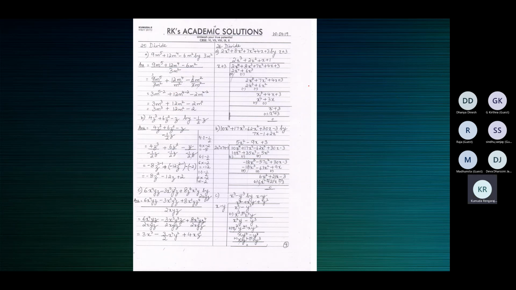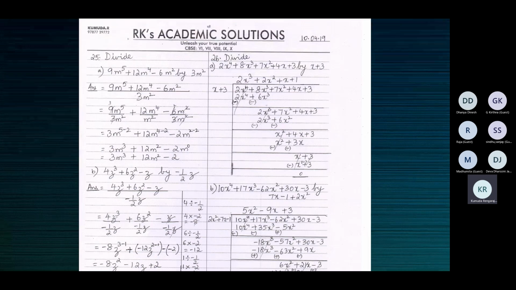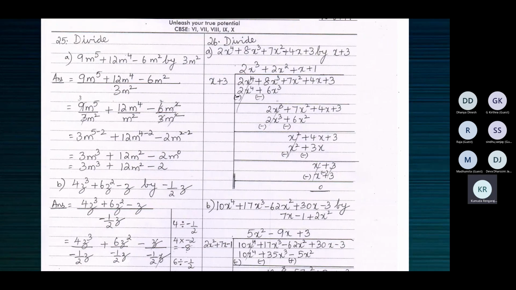Okay, now let's understand how to divide this one: 2x to the power 4 plus 8x cubed plus 7x squared plus 4x plus 3 by x plus 3. X plus 3 is not a monomial. X is one term, 3 is another term. These two are separated by a plus sign. That's why they are two different terms. There's a connector plus. So when there's a plus or a minus sign, you can identify the terms. So x and 3 are two different terms. It's a binomial.